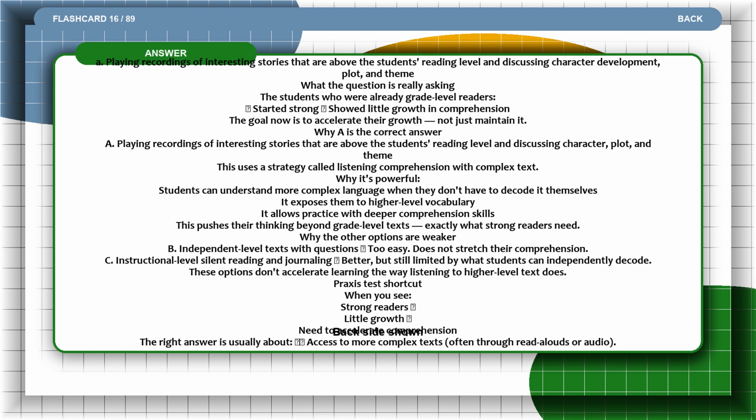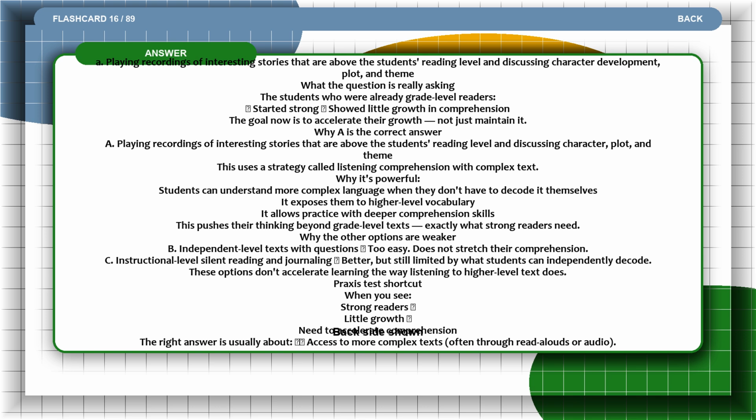Why the other options are weaker. B. Independent level texts with questions: too easy. Does not stretch their comprehension. C. Instructional level silent reading and journaling: better, but still limited by what students can independently decode. These options don't accelerate learning the way listening to high-level text does.